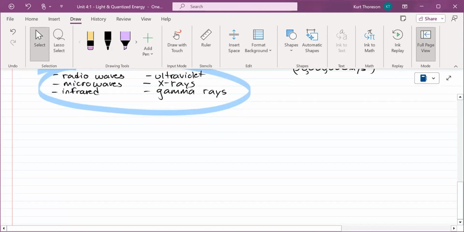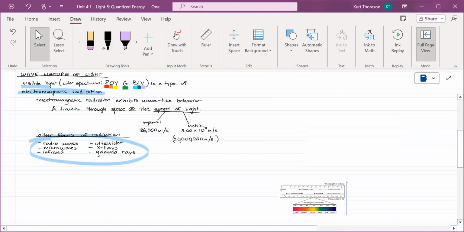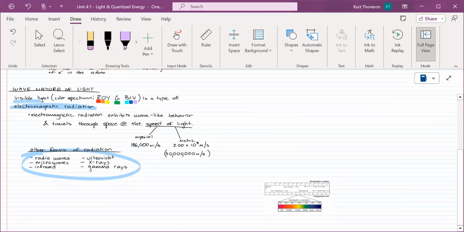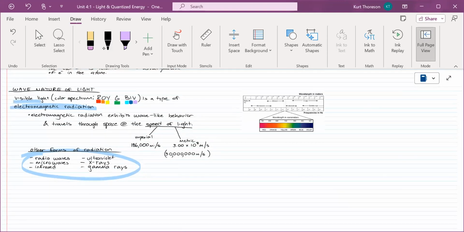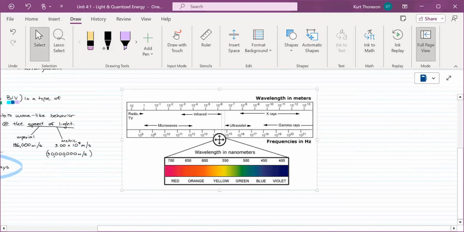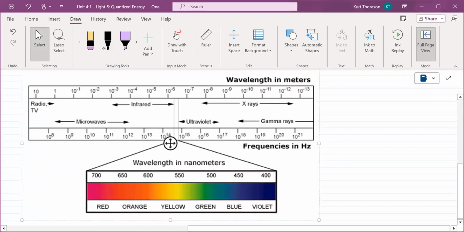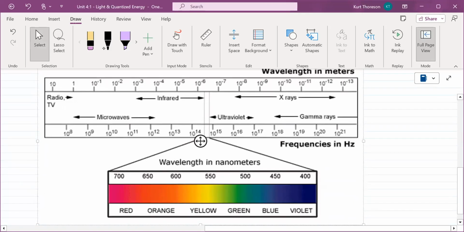All right, let's talk about characteristics of waves. Wait, did I put a... Yeah, okay, I did. I want you guys to check this out. I'm going to zoom in on that. This is the electromagnetic spectrum. I want you to get really familiar with this because you may see this on your test. You will most likely see it on your notes.